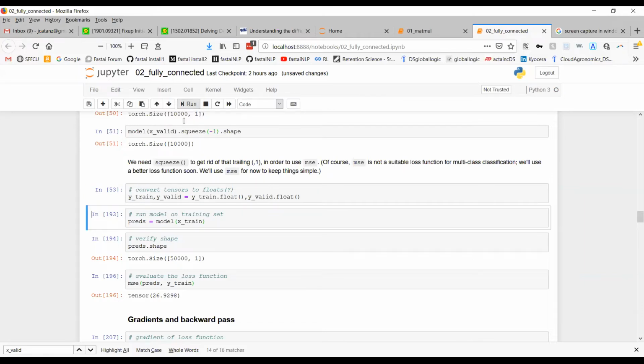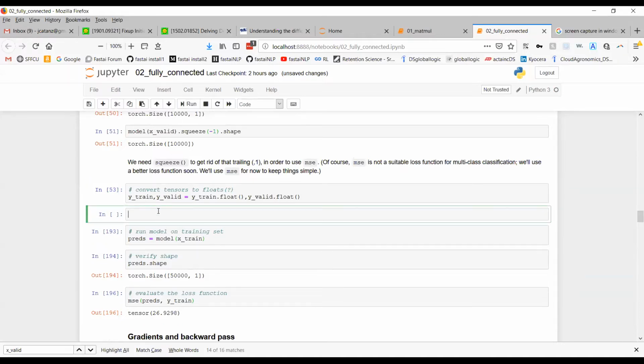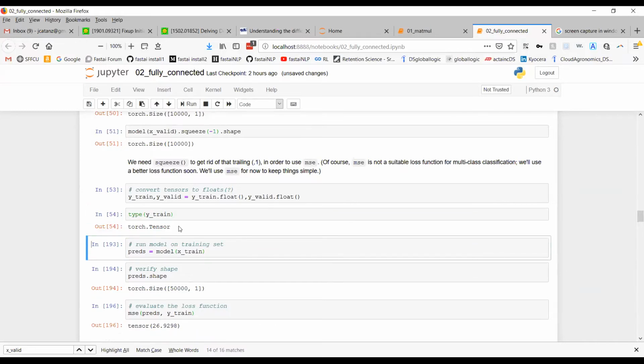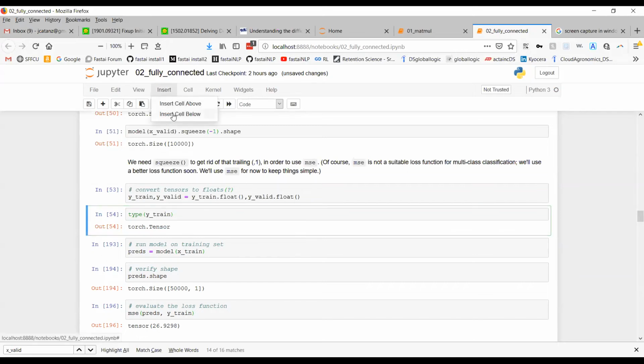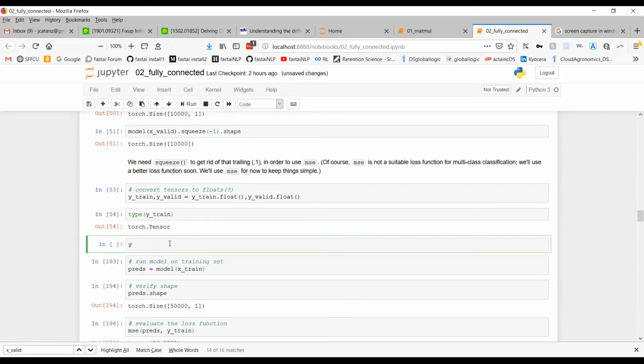Okay, but I thought I saw that it's still a tensor, because if I do type of y train after having done that, I thought I saw that it was still a tensor. Yeah, it's still a torch tensor. So I'm not quite sure. Yes? y train dot float itself? If I'm not wrong, that's what I saw. Oh, okay. But it's been converted, so it shouldn't matter. But let's try that. Okay, so y train dot float. Sorry.